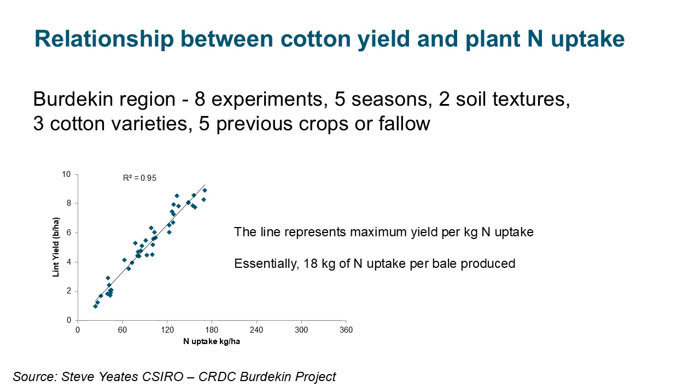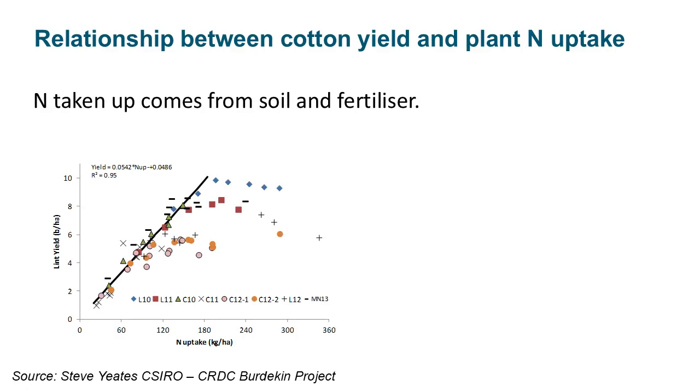This figure shows the relationship that Steve found between the lint yield produced on the y-axis and the amount of nitrogen taken up by the crop to produce that yield. So this isn't nitrogen applied, this is nitrogen that the crop has taken up and was present within those plants during the season. And what you can see in the relationship that's depicted is that essentially for every bale of cotton lint produced by these crops across all of those different seasons and soil types, etc., the crop took up 18 kilograms of nitrogen for each of those bales produced. However, that was only part of the story.